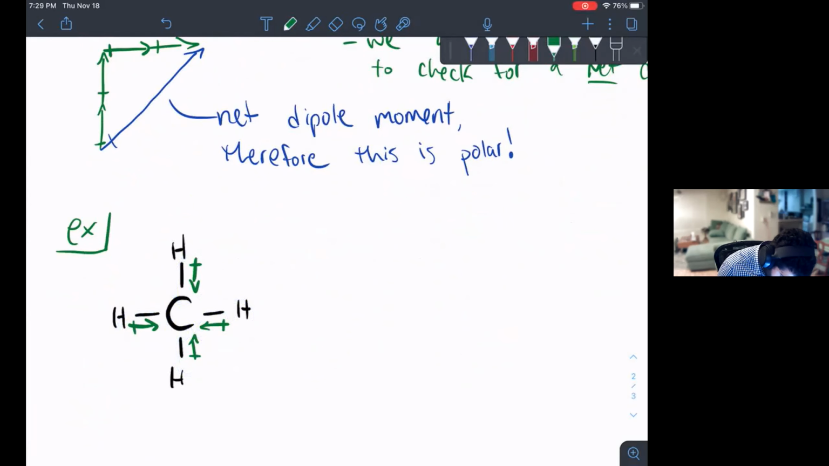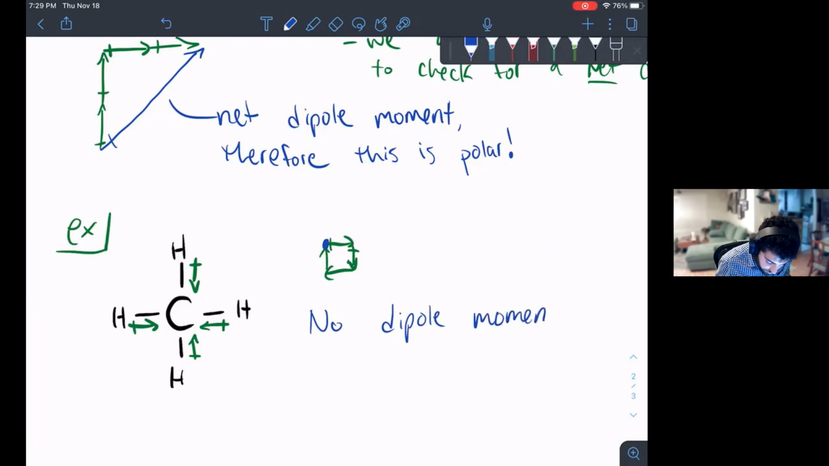And if we do our dipole diagram, it's just going to be a box if we add them all. And we're going to start right back where we started, and we're actually going to have no dipole moment. The dipoles cancel out. Therefore, it is non-polar.